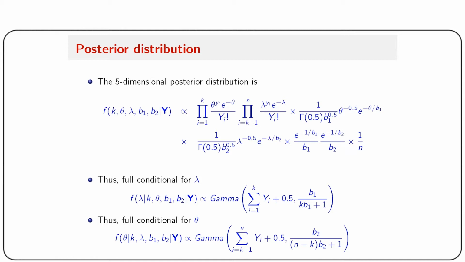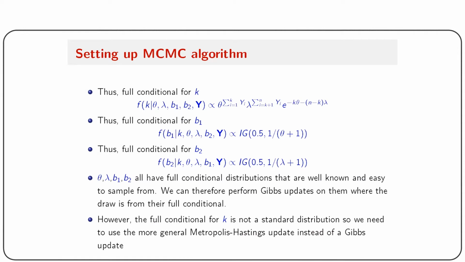The posterior distribution one can calculate by this. This is the expression of the five-dimensional posterior distribution. From there one can calculate the full conditional distribution for each parameter. For lambda, this is the distribution. For theta, this is the distribution. And for k, this distribution is proportional to this expression. The full conditional distribution for beta 1 is inverse gamma in this form, and the full conditional distribution for beta 2 is in this form. So theta, lambda, beta 1 and beta 2 all have full conditional distributions that are well known and easy to sample from. We can therefore perform Gibbs updates on them, where the draw is from their full conditional.